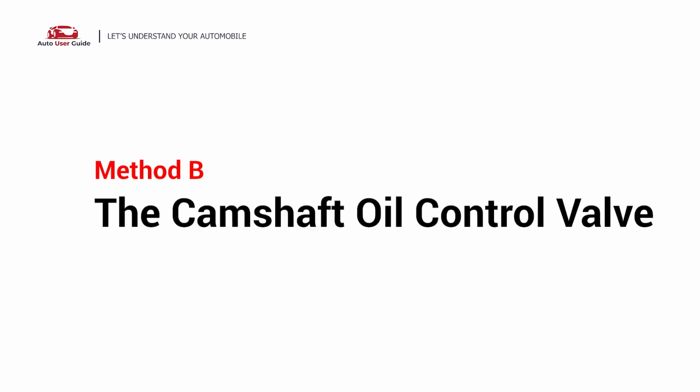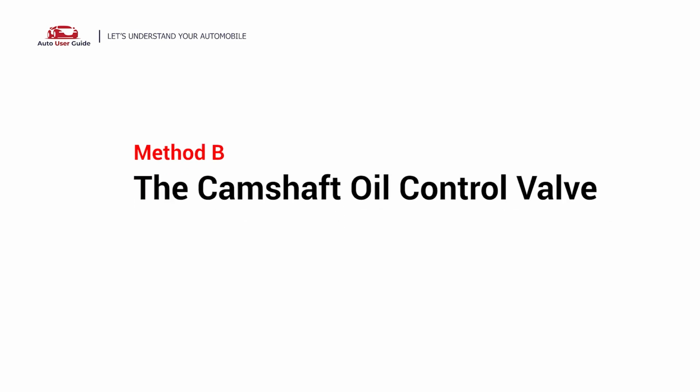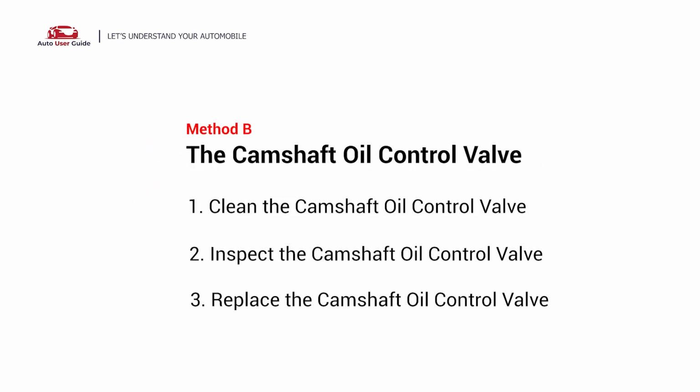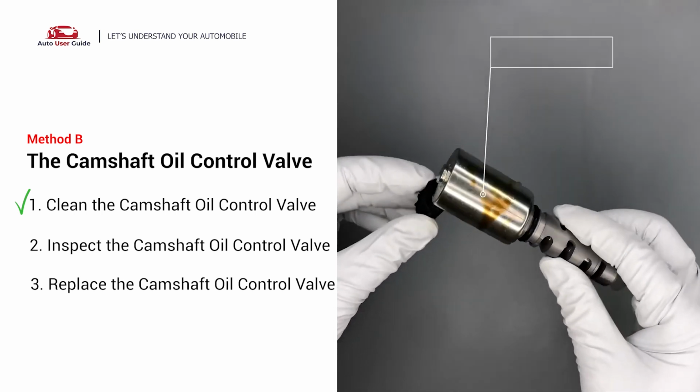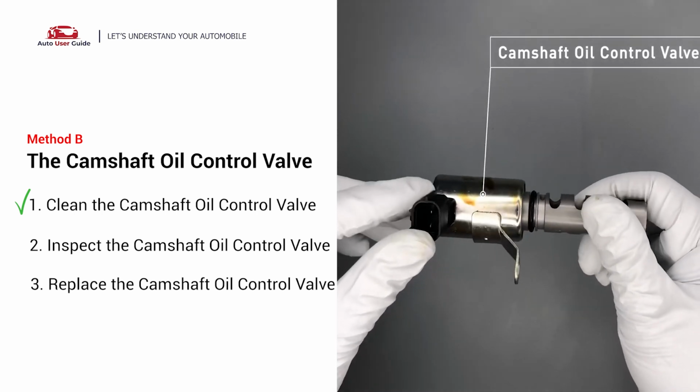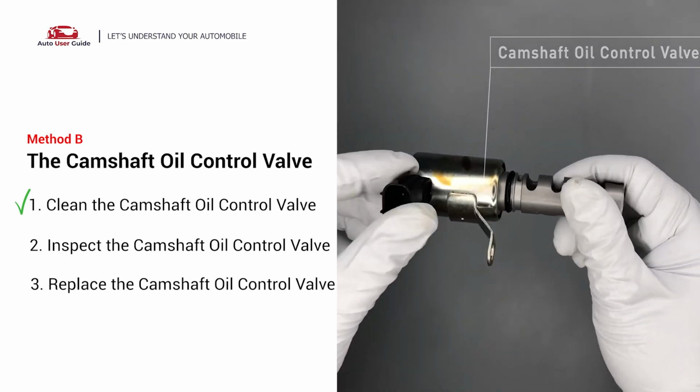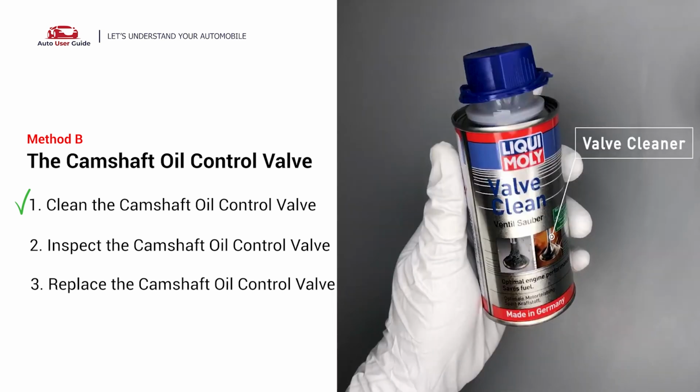Method B, the camshaft oil control valve. The camshaft oil control valves are typically found in vehicles equipped with variable valve timing systems. To begin, carefully remove the camshaft oil control valve from the engine. Next, clean the valve thoroughly using a specialized valve cleaner.